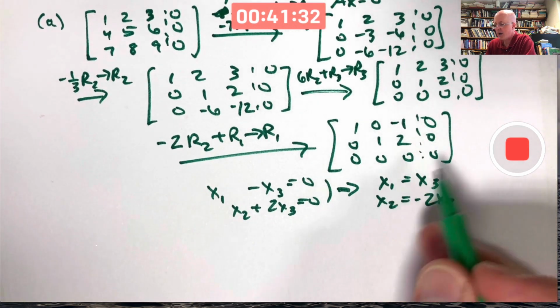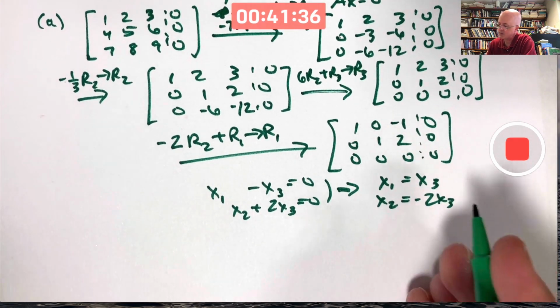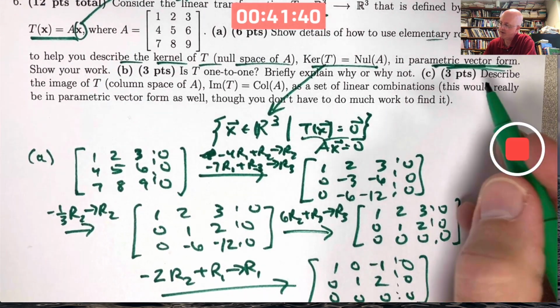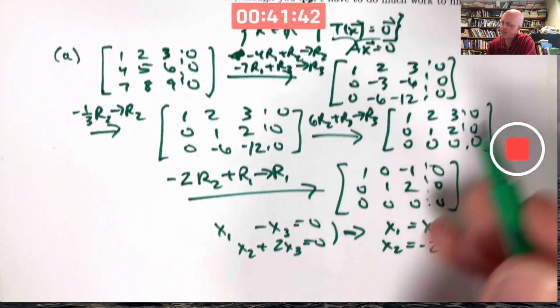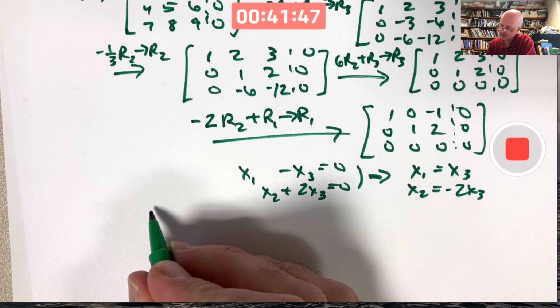So that's one form of the parametric form of the solution set of the kernel. But we want to write it in parametric vector form. We want to think of the solutions, elements of the kernel, as vectors.